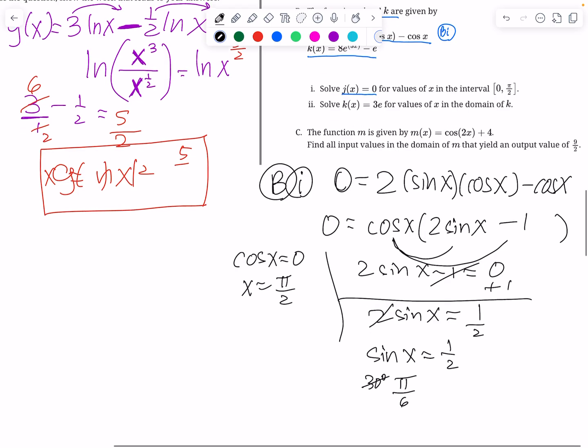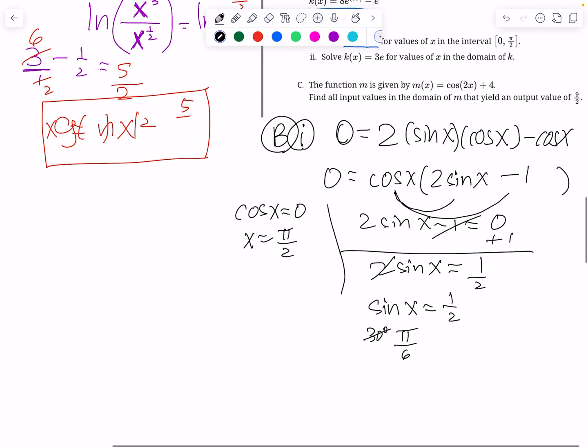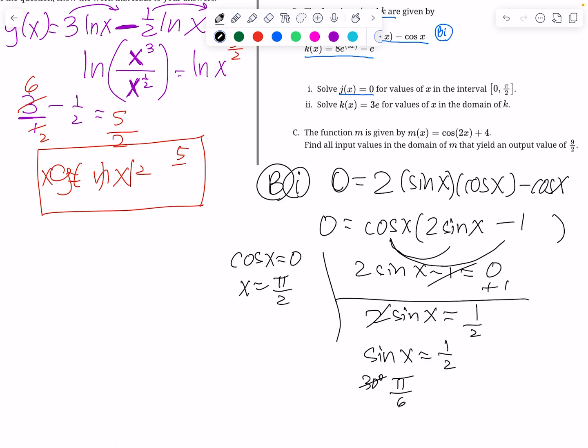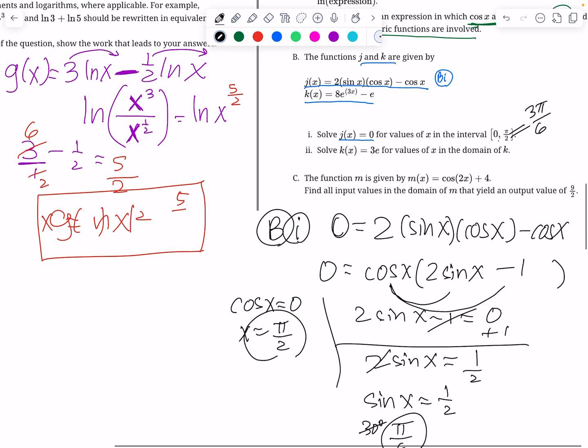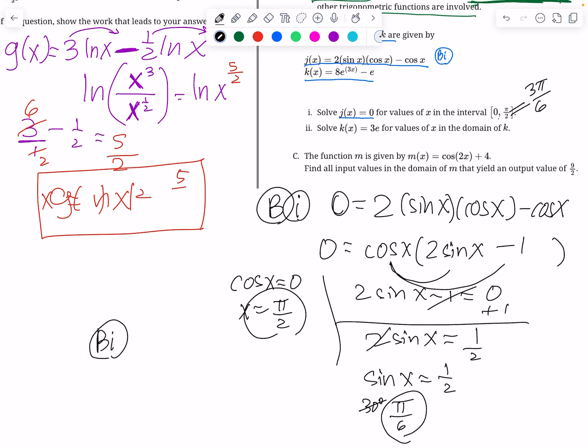And so what do we have? We have that in the interval of 0 and pi over 2, just in case you don't understand. If I were to change this with a common denominator of 6, you multiply 3 in the bottom, multiply 3 in the top. So 3 pi over 6 is the same thing as pi over 2, and you can see pi over 6 is still within this interval. So for B Roman numeral 1, our answer is x equals pi over 2 and x equals pi over 6.